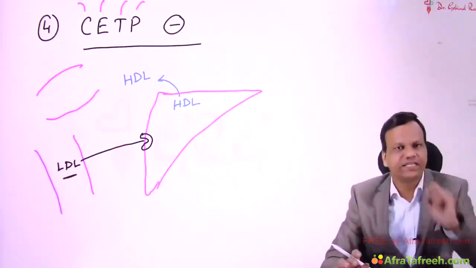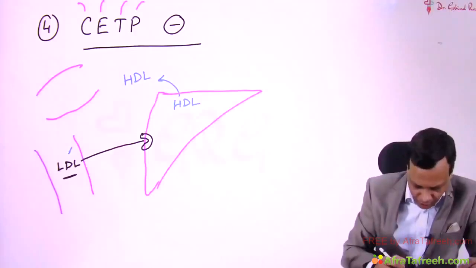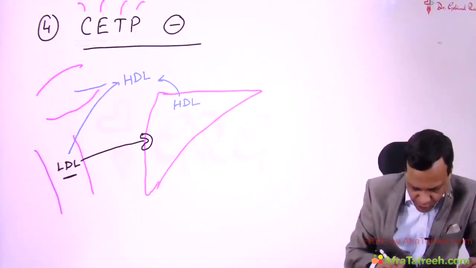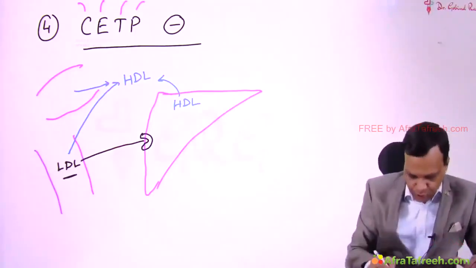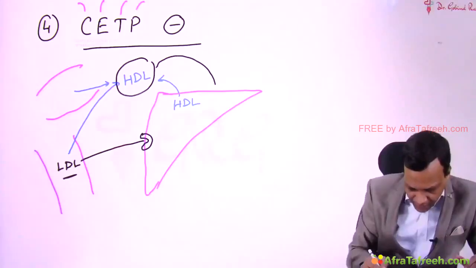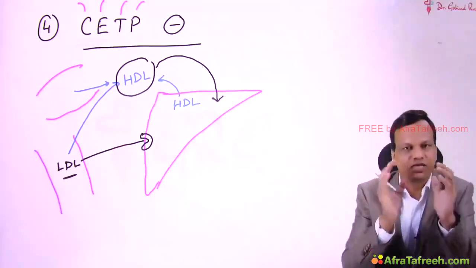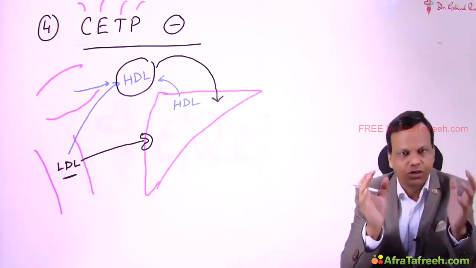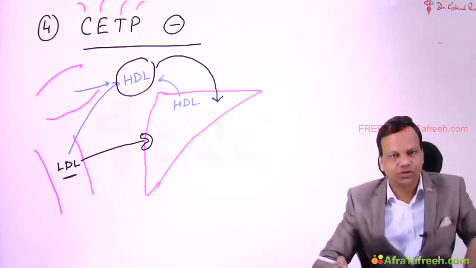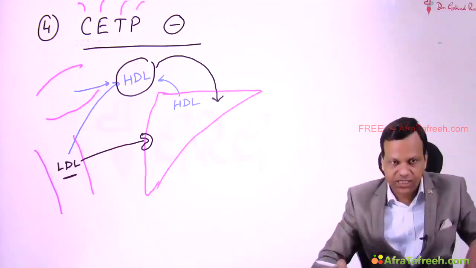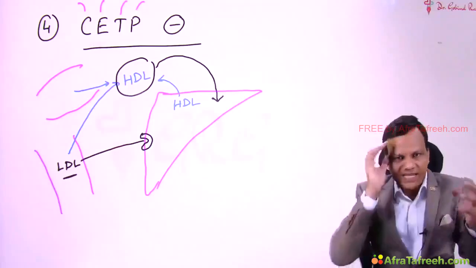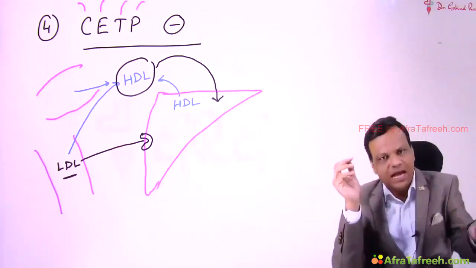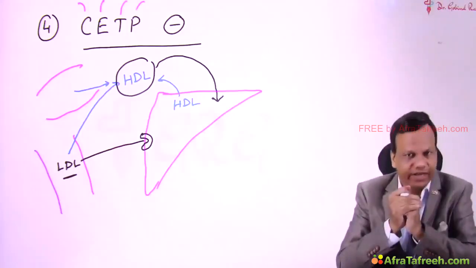The function of HDL is to take up the cholesterol from the peripheral tissues and then bring it back into the liver. This is called reverse cholesterol transport. Normally LDL cholesterol can deposit in the blood vessels and other tissues, whereas HDL will take up this cholesterol and bring it back into the liver.